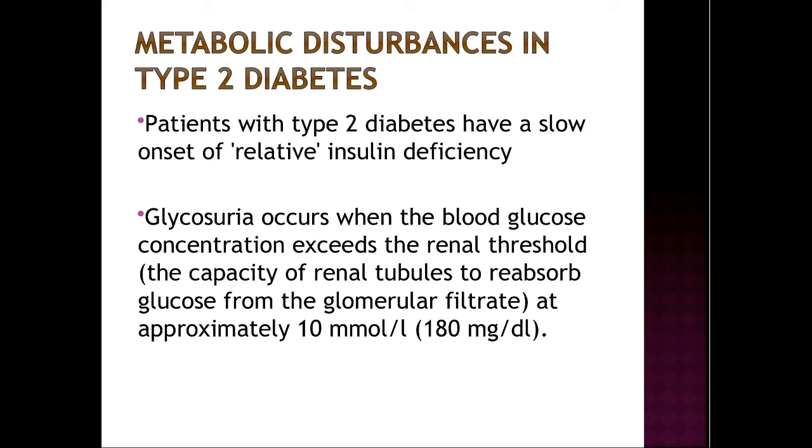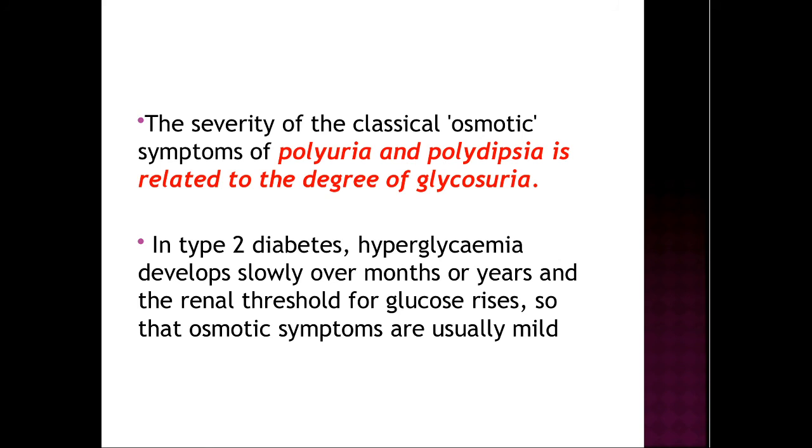Glucosuria occurs when the blood glucose concentration exceeds the renal threshold, the capacity of renal tubules to reabsorb glucose from the glomerular filtrate, at approximately 10 millimoles per liter. The severity of the classical osmotic symptoms in diabetes mellitus, it will be polyuria. Polydipsia is related to the degree of glucosuria.